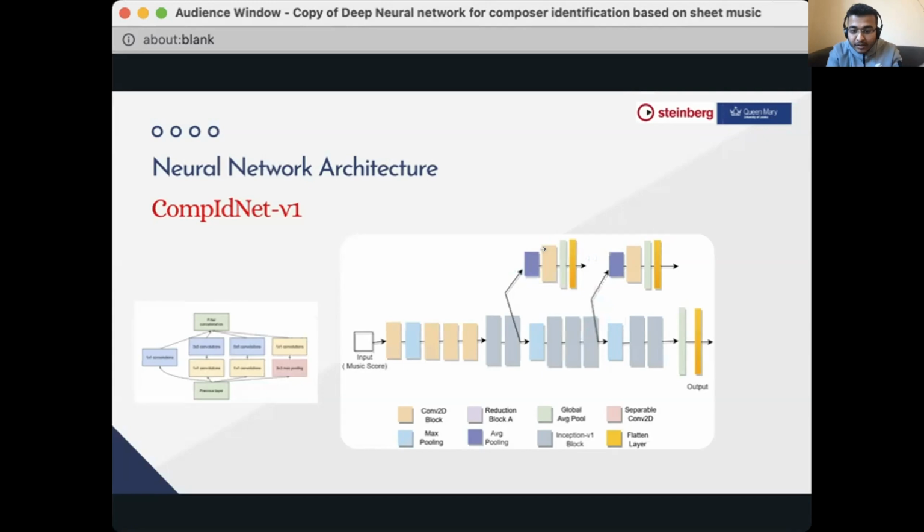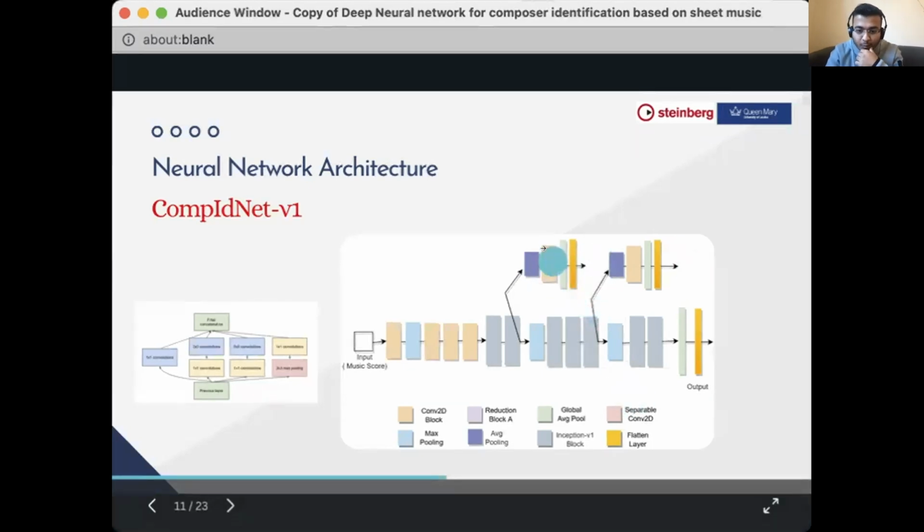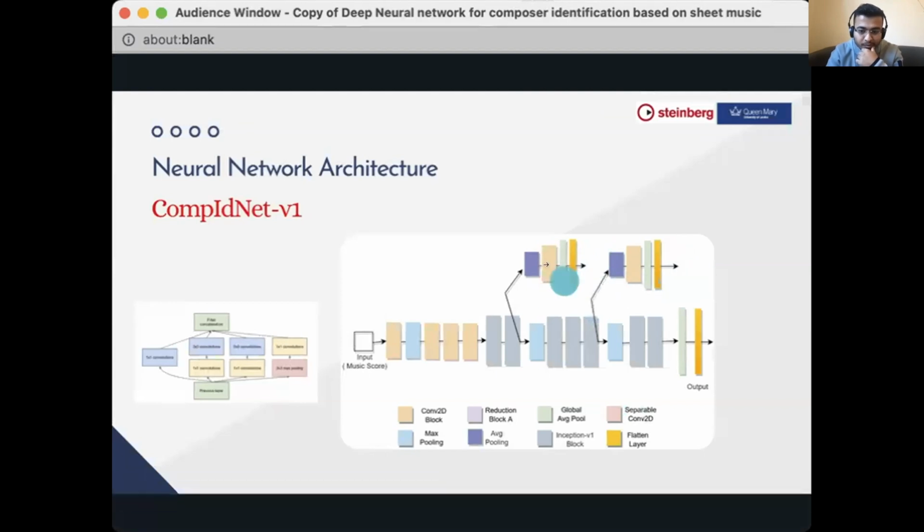And in order to calculate the total loss, the real loss is added up with the weighted sum of the auxiliary losses, and then both numbers are summed up into the total loss, basically. Okay, so based on the Inception v1 architecture, Composer Identification Network version 1 is designed, which contains 7 Inception layers stacked on each other linearly. We added an auxiliary classifier, as we discussed.